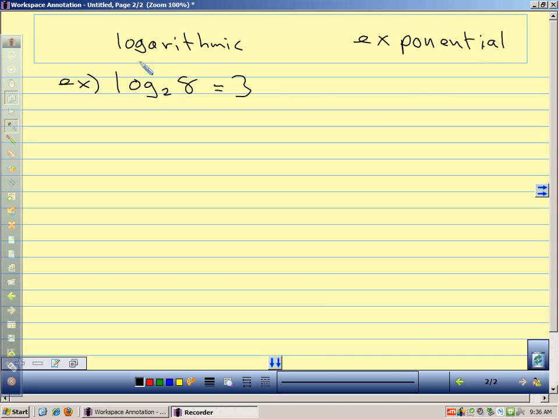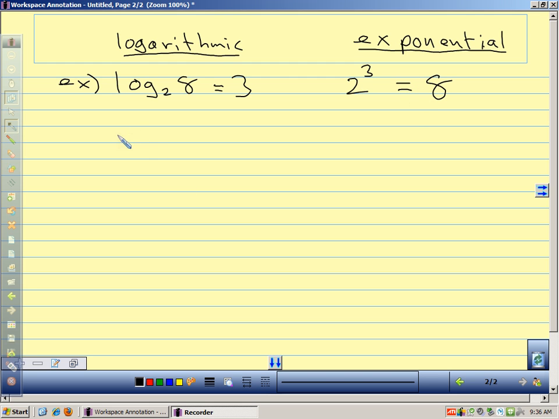So this is logarithmic form. This is telling us that the power of 2 that gives us 8 is 3. So if we write that in exponential form, we would say 2 to the 3 equals 8. The power of 2 that gives us 8 is 3. 2 times 2 is 4, times 2 is 8. 2 to the third power is 8.